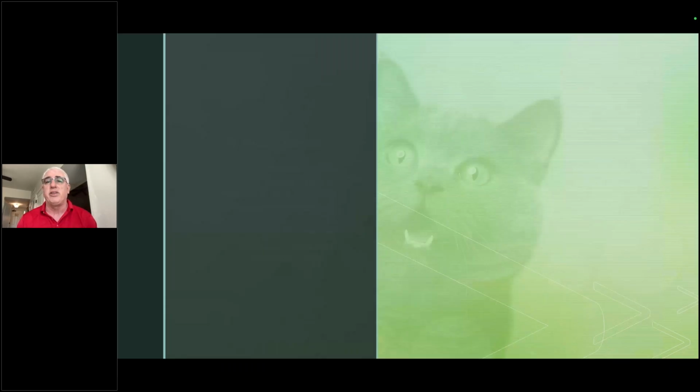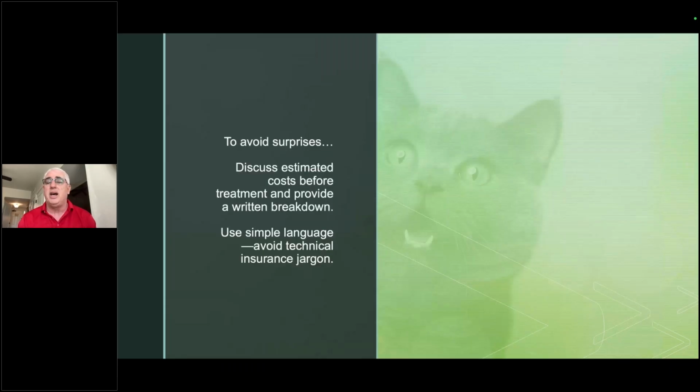Absolutely. I think discussing estimated costs is a very important thing. Providing something written is extremely important, as well as think about how you're communicating with that patient. The last thing that you want is any kind of confusion at all whenever it comes to the final cost.